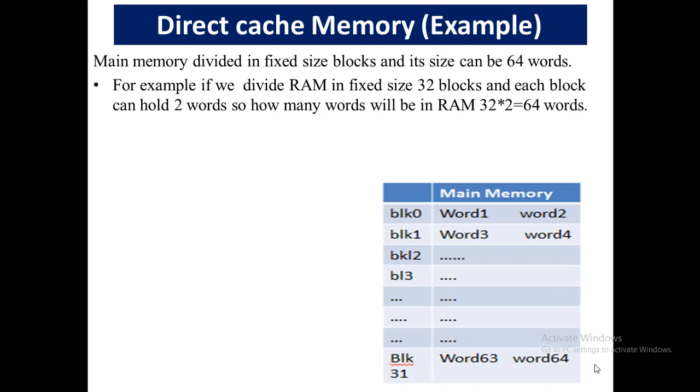So it means that if we have 64 words RAM, how many blocks would be there? If each block has 2 words, the other way is we divide 64 by 2, that would be equal to 32 blocks. So we will split memory into 32 fixed size blocks. Blocks would start from 0 and end at 31.